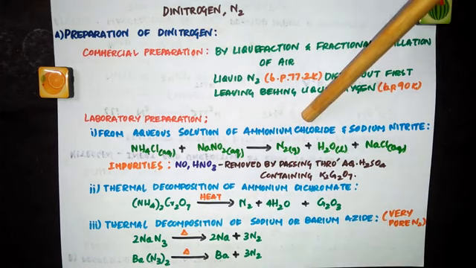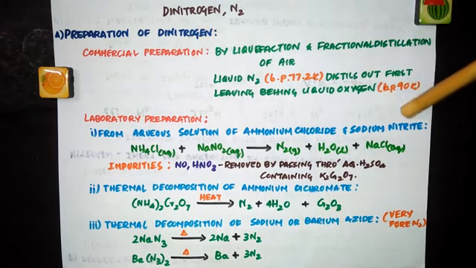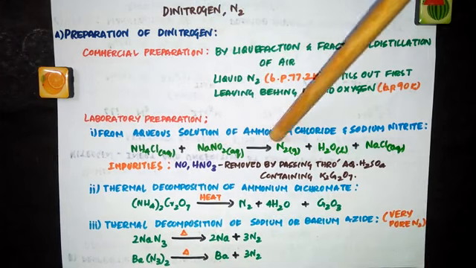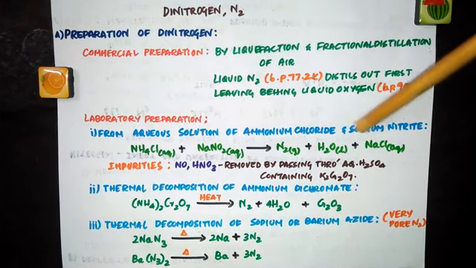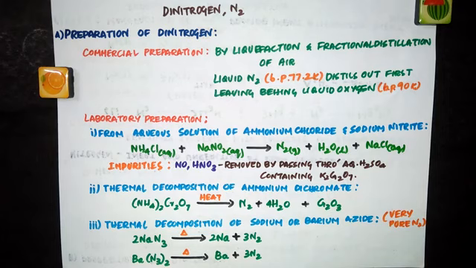What is the formula for ammonium chloride? NH4Cl. Sodium nitrite is NaNO2. See, nitrate is NaNO3, nitrite is NaNO2. So NH4Cl plus NaNO2 gives you N2 plus H2O plus sodium chloride, NaCl. This is the first way of preparing nitrogen in the lab, from an aqueous solution of ammonium chloride and sodium nitrite. In this preparation, you will get small amounts of NO and HNO3 as impurities.